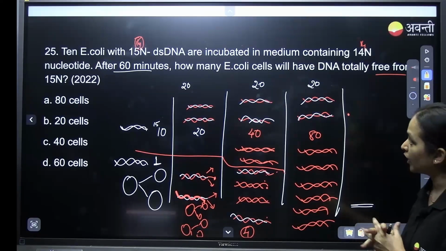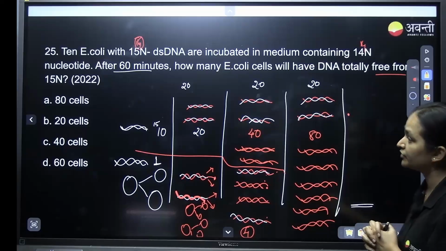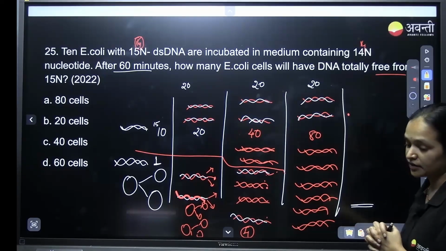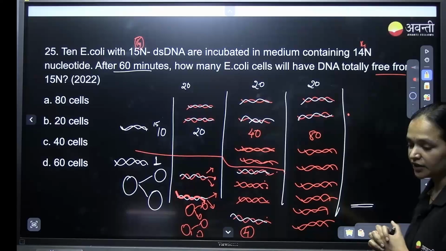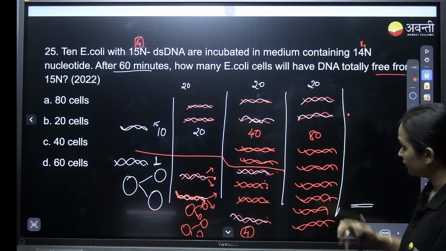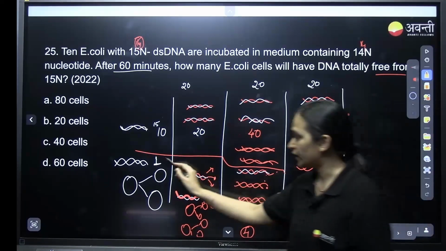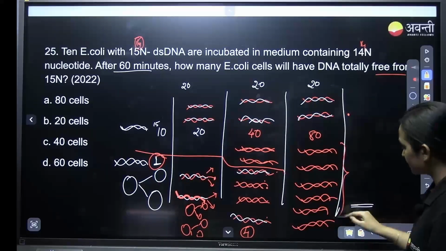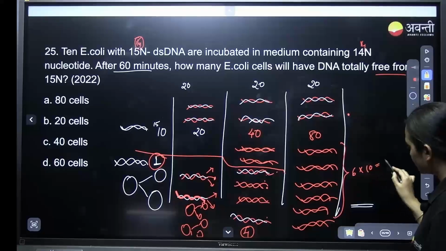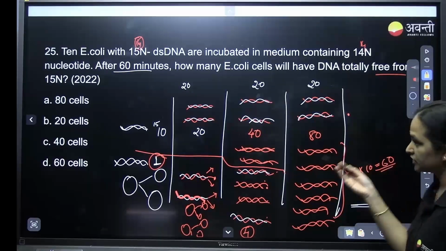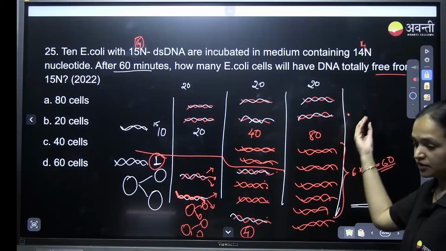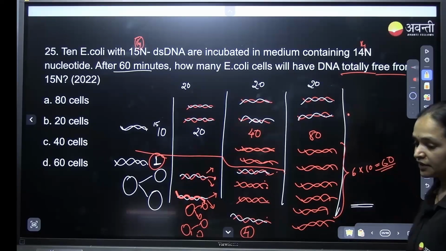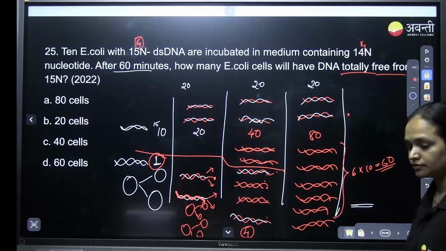So we need to find how many E. coli cells will have DNA totally free from 15 nitrogen, that is heavy isotope 15 of nitrogen. How many? So in that we did for 1, right, just multiply into 10, it will be 6 into 10, 60, which means 60 will be having the DNA totally free from the heavy isotope of nitrogen.